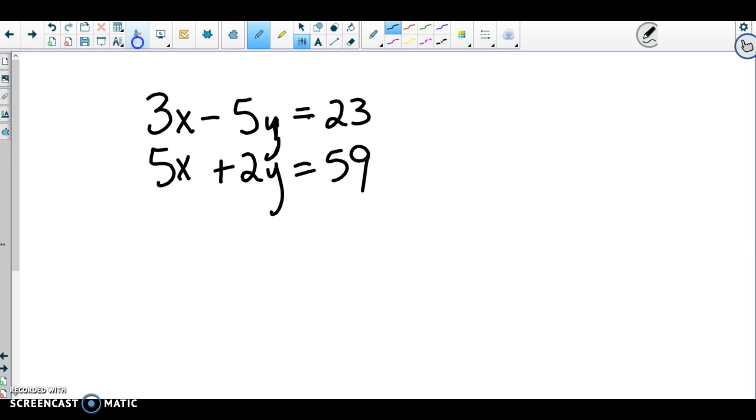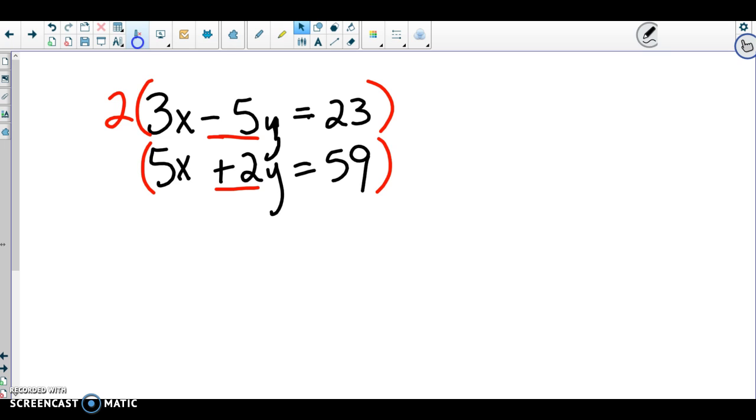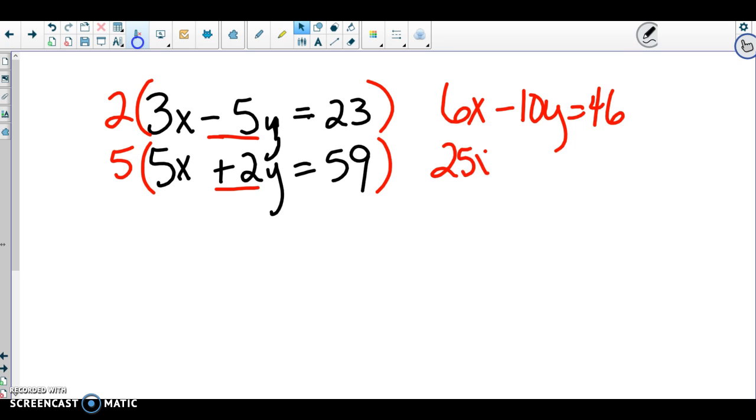So I can choose which one I want to eliminate. Either way, I have to change both of them. I think I'm going to eliminate the y's, because of this negative here and the positive here. So to make those match, 10 would be that magic number. So I'd have to multiply this one by 2, and I'd have to multiply this one by 5. So when I do that, I have 6x minus 10y equals 46. And for the other one, I would have 25x plus 10y equals 250 plus, so 290.